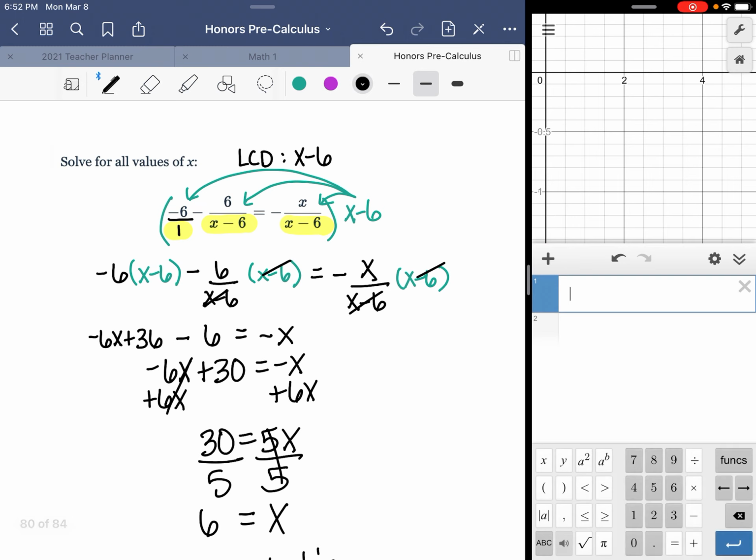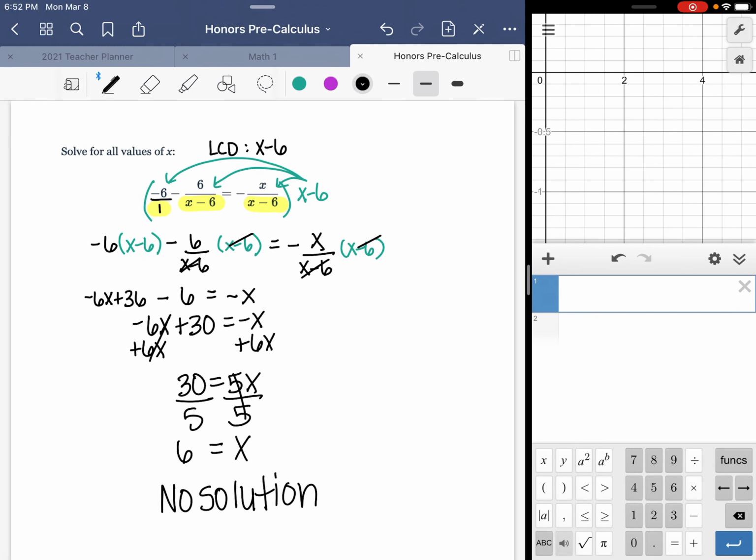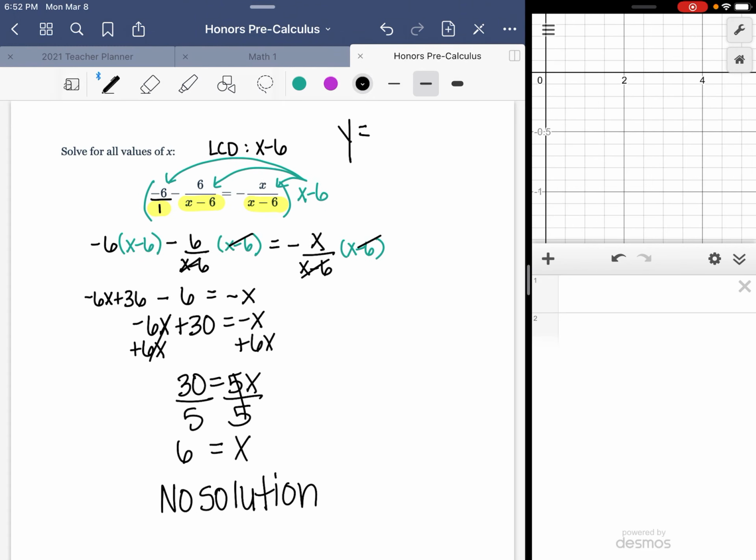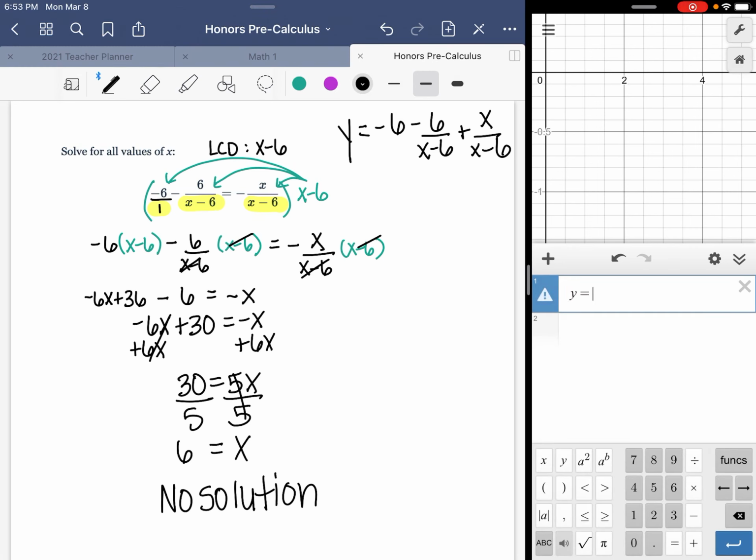So then we come to this problem. When I actually go to graph this one, it's going to be y equals negative 6 minus 6 over x minus 6. And I'm going to add that whole piece over because it was negative. So I'm going to add the whole thing over. So y equals negative 6 minus 6 over x minus 6, and plus 6 divided by x minus 6.